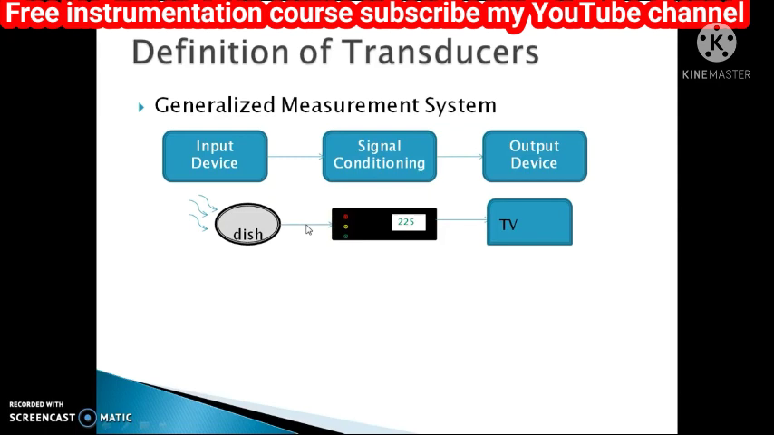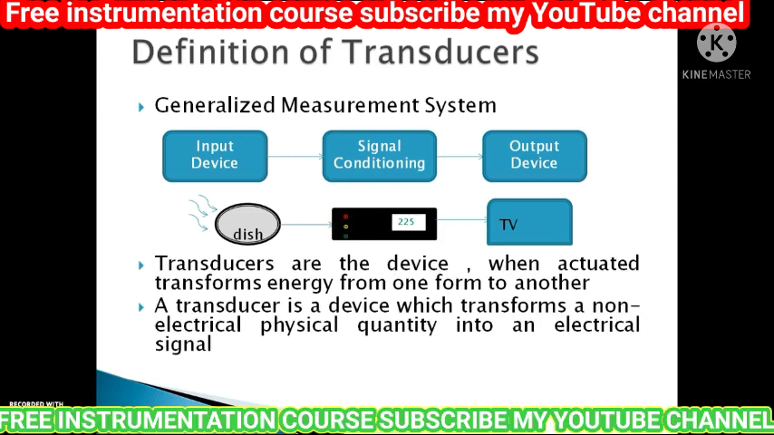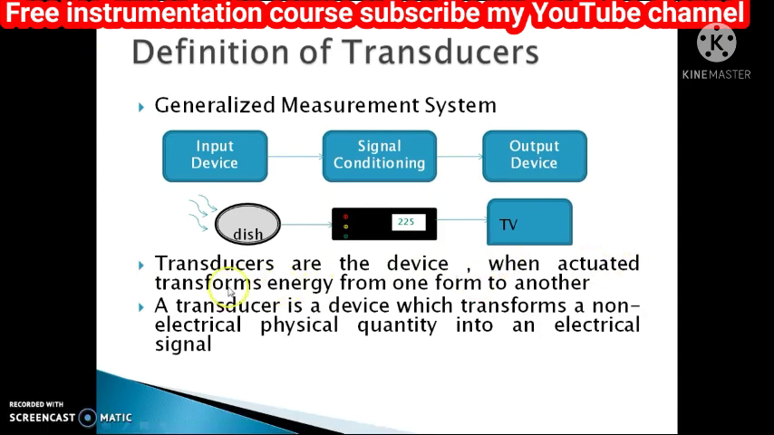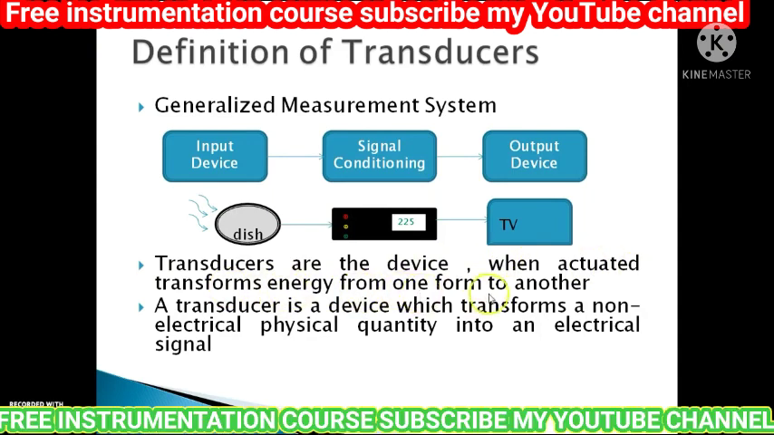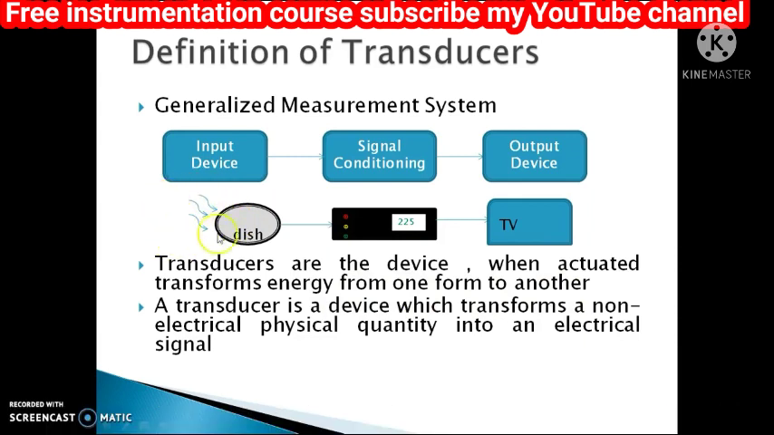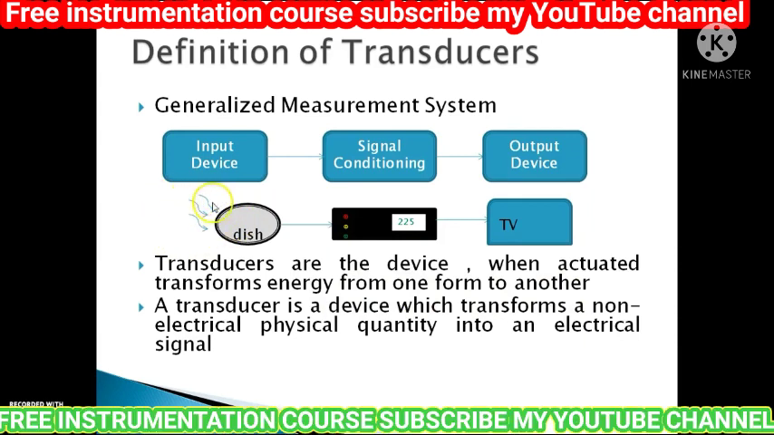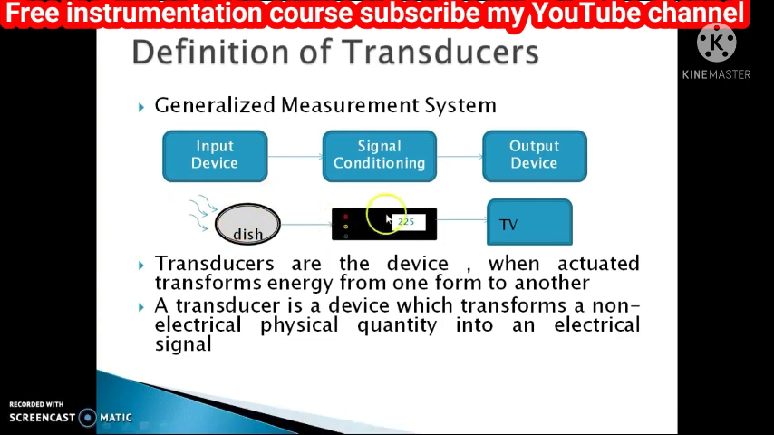Keeping this in mind, let's see the definition of transducers. The transducers are the devices which, when actuated, transform energy from one form to another. In the above example, the electromagnetic waves coming from the satellite are converted into a form which would be understood by the set-top box. Another definition of transducer is a device which transforms a non-electrical physical quantity into an electrical signal.